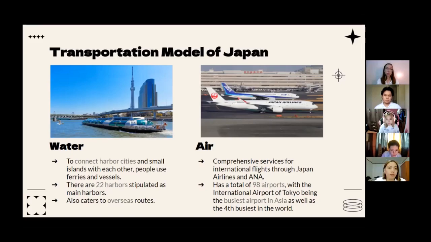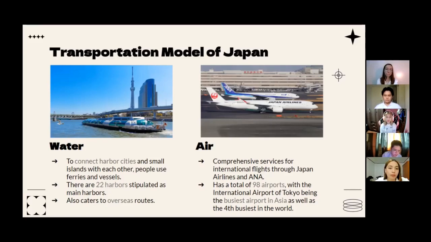It is used to connect harbor cities in Japan, as well as to connect small islands with each other through the use of ferries and vessels. There are 22 harbors stipulated as main harbors by the Ministry of Land, Infrastructure, and Transportation in Japan. In addition to serving domestic routes, Japan also caters to overseas routes. Some vessels are dedicated for a cluster of domestic routes, and others are for overseas routes.